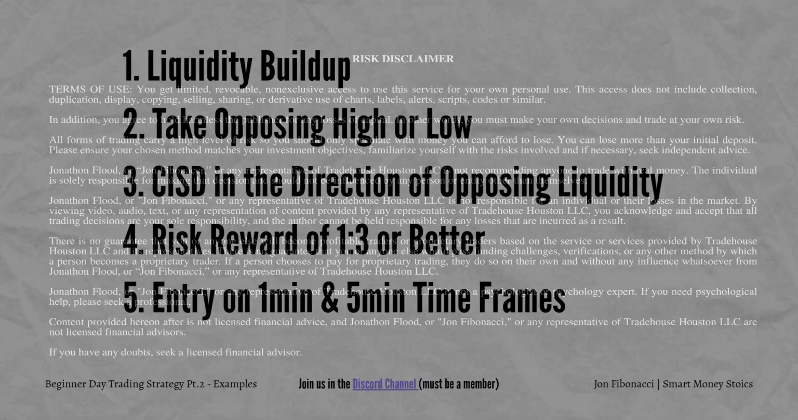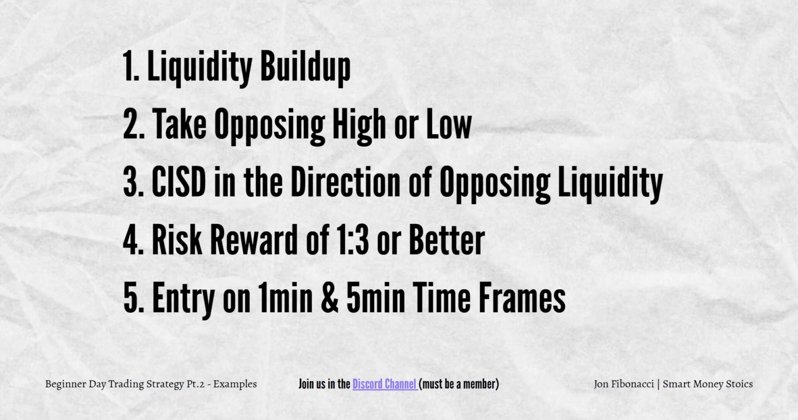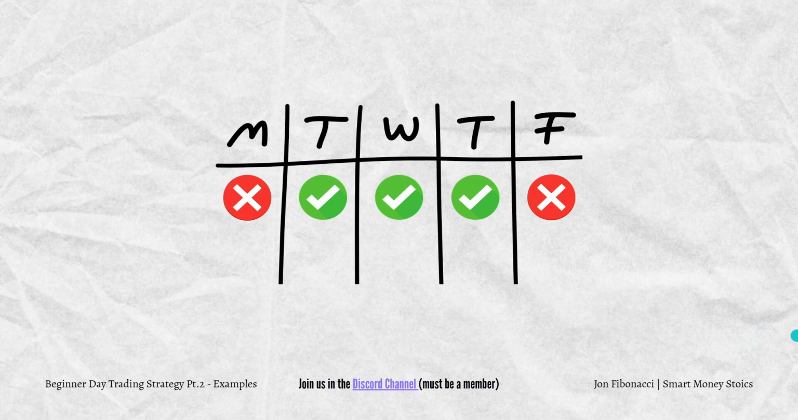If you remember from the first video, we talked about a buildup of liquidity. We talked about the market taking an opposing high or a low. We discussed a shift in the state of delivery in the direction of opposing liquidity. We talked about framing a risk reward of 1 to 3 or better. And we discussed entries on the 1 minute and 5 minute time frames with buildup of liquidity on the 15 minute and the 1 hour. So this is a real quick refresher for you.